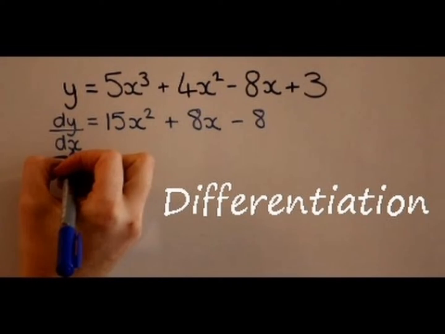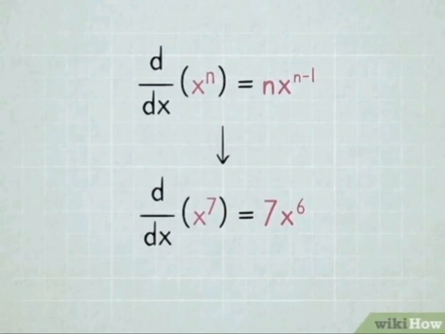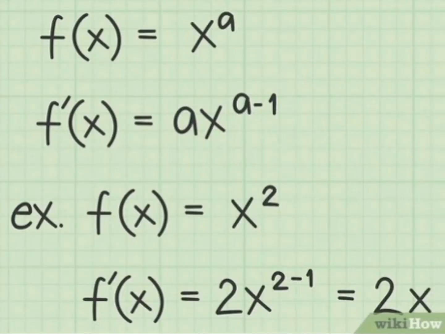Now to differentiate this, multiply the power by the coefficient and reduce the power by 1. Note that the constant 3 has x to the power 0. So 0 times 3 is 0, and that term goes away. Note that anytime you differentiate a constant, you get 0.